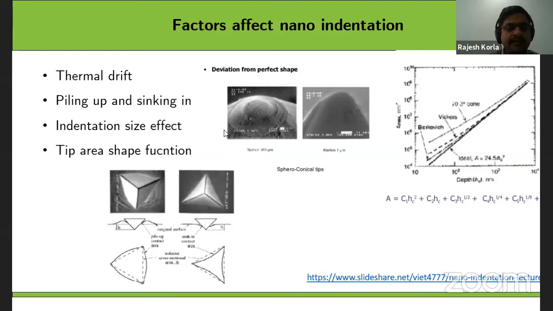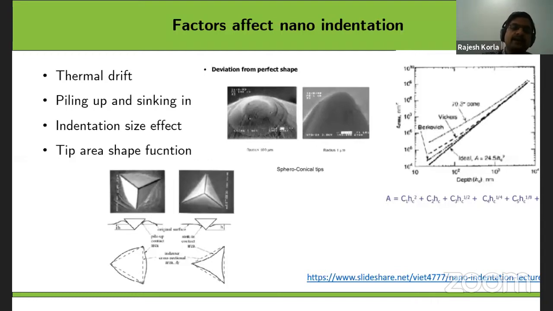And the third one is basically indentation size effect. Since the loads are very low, like in micronewtons, you can't keep on decreasing the load to get the surface information. Because what happens at the surface, sometimes there is an oxide film, sometimes surface roughness, and sometimes the deformation zone itself is not sufficient. Because to get an indentation, you need a plastic zone. When you do the indent, you may not have enough plastic zone to capture the actual data.